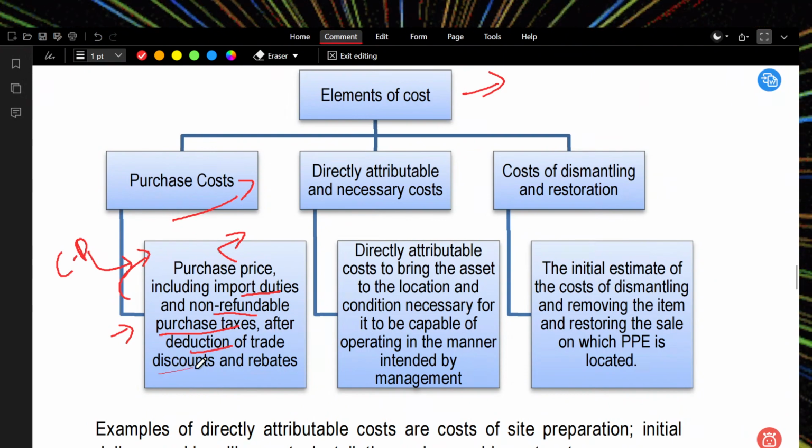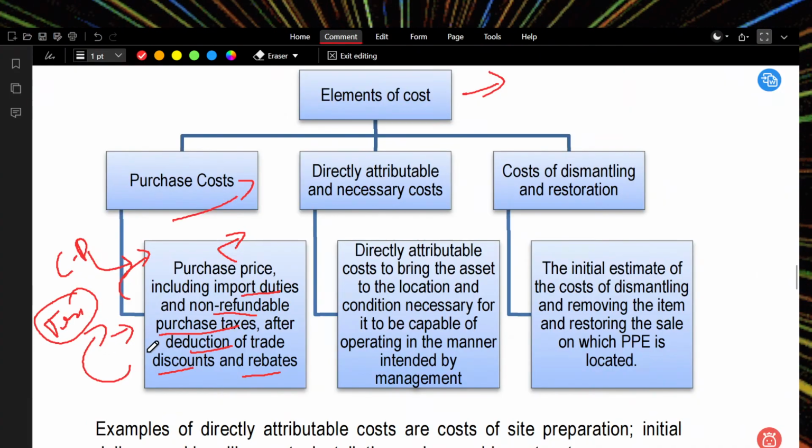Now after deduction of trade discount and rebates. Sometimes some taxes can be returned or refunded. That should be reduced from the cost. Even if a trade discount is given, 20% or 5%, that should be reduced from the purchase cost. So this is what is on the invoice, and this is all considered purchase cost.